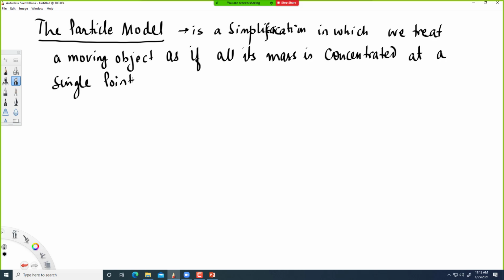So for example, I have this object. Using the particle model, I can represent this with a dot mark, a dot point. So that's the representation of this object. And when we do that, we assume that all the mass, which is distributed everywhere here, a little bit of mass here, a little bit of mass here, a little bit of mass here, were concentrated at this point. That's the particle model.